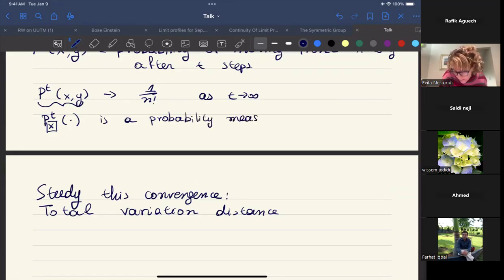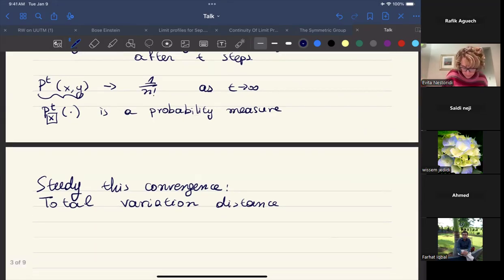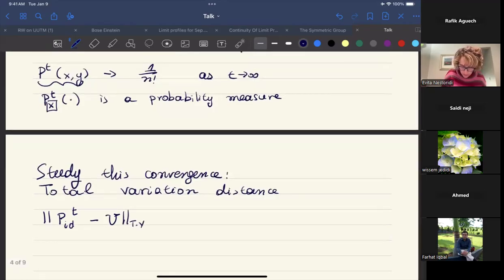And in the setup for today, you can take x to be the identity. When you're doing a random walk on a group, it doesn't matter so much what your starting point is. So just for this talk, we will be looking at the total variation distance between the identity row of P to the t minus the uniform measure. So this is now notation. This is total variation distance. So TV stands for total variation distance. This is the uniform measure.